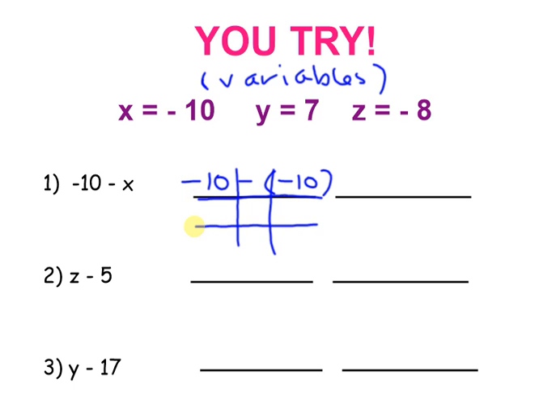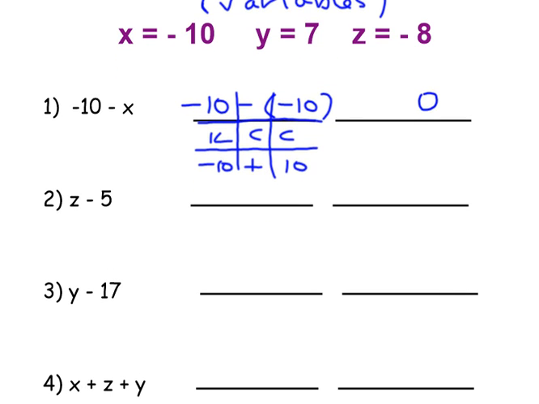I should have left myself more room. So I'm going to do keep, change, change. We're going to keep the -10, change the minus to a plus, and then change the -10 to a +10. I have different signs, so I'm going to ignore the signs, subtract the two numbers. 10 minus 10 is 0, and 0 is neither positive nor negative. So let's go ahead and move on here.